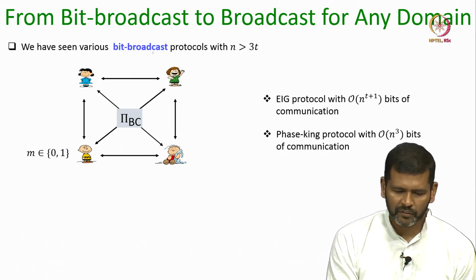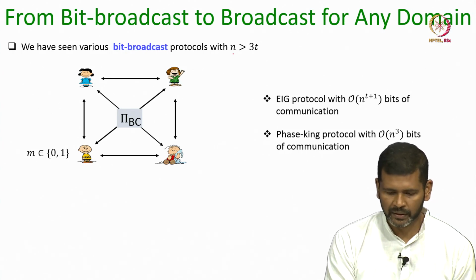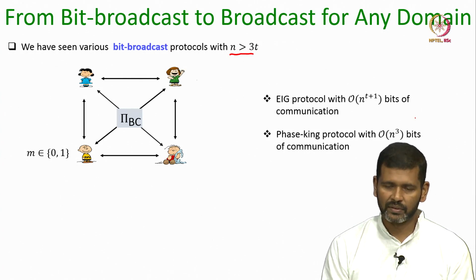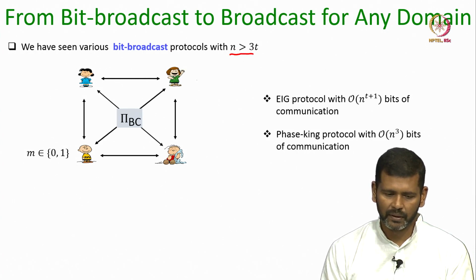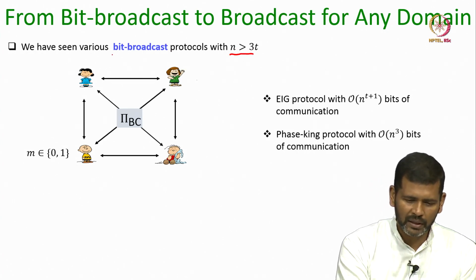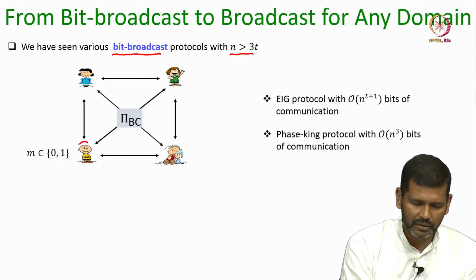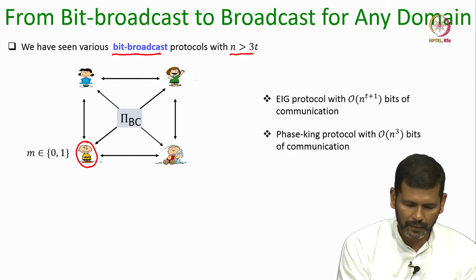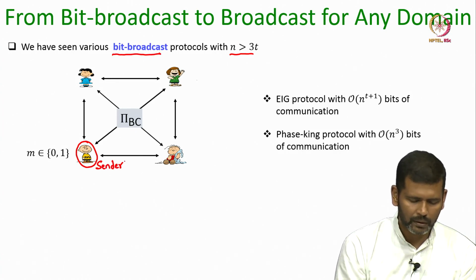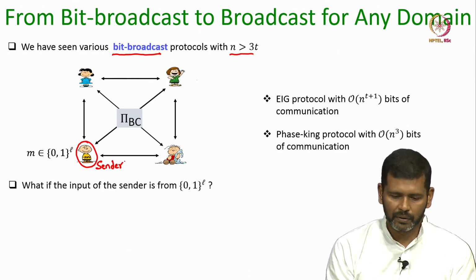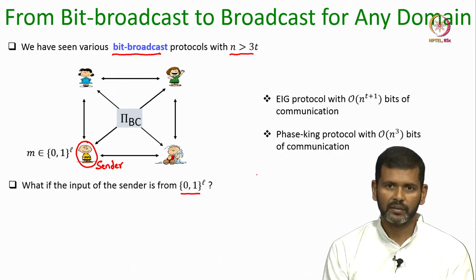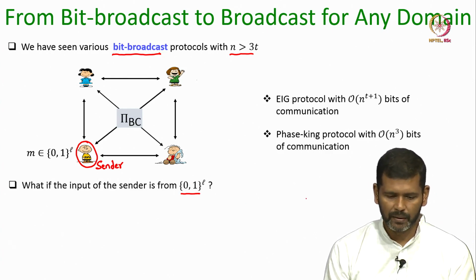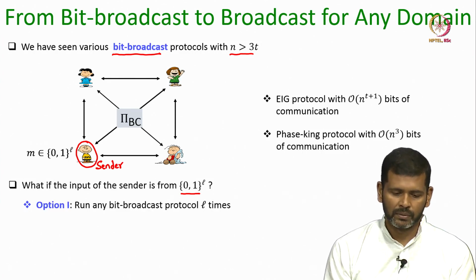We have seen various bit broadcast protocols with n greater than 3t. Say for instance, the EIG protocol, the phase king protocol with the various communication complexities, and these are bit broadcast protocols where the sender's message is a single bit. Now, what if the input of the sender is from a bigger set? Say the sender's input is no longer just a single bit, but rather a bit string of size L bits. So, there are two ways to achieve broadcast for L bits.